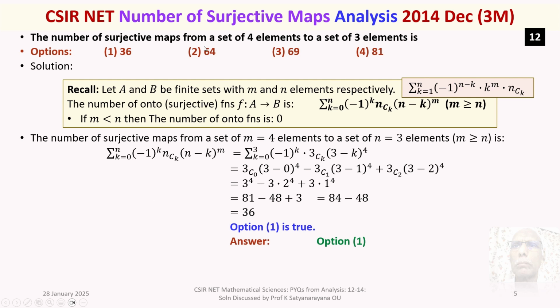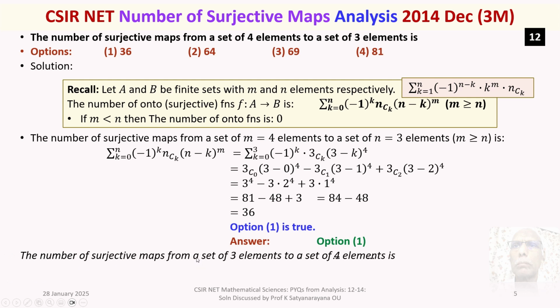Suppose now we ask a question: the number of surjective maps from a set of 3 elements to a set of 4 elements. It is the same question, where we reverse the number of elements. The number of surjective maps from a set of 3 elements to a set of 4 elements is blank. Fill in the blank. Write your answer in the comments box. In the comments, please write your answer.